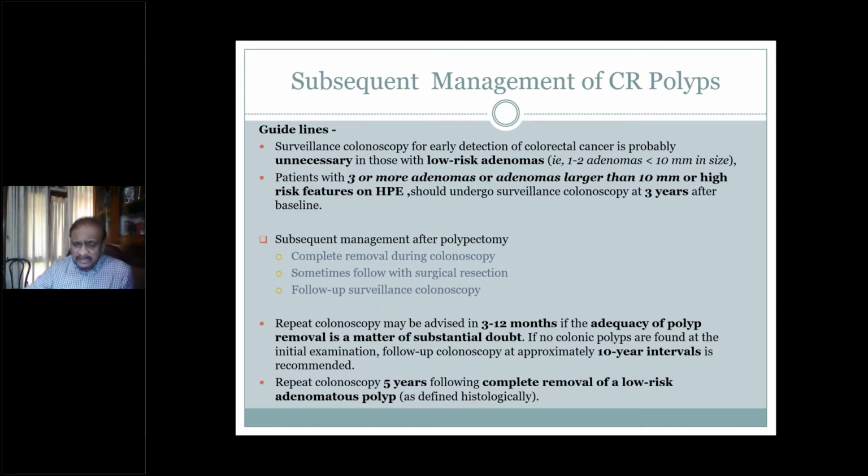In those patients who have had a complete removal of a low-risk polyp, as defined histologically, for example a juvenile polyp, if I removed it, then I can probably do it at 5 years, or I can forget about it. So remember, the 2 things are different. If the biopsy shows a juvenile polyp, or a low-risk adenoma, you can afford to leave it; you don't need to do a colonoscopy again. But in those patients where the histopathology said absolutely clear margins, but it was an adenoma, then you have to go in for a repeat colonoscopy at 5 years.